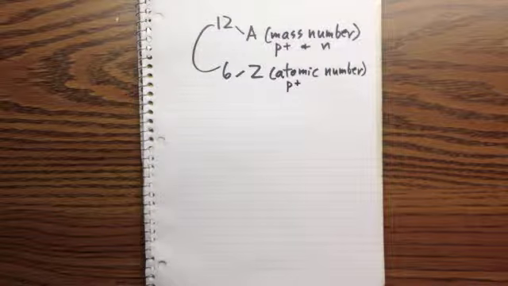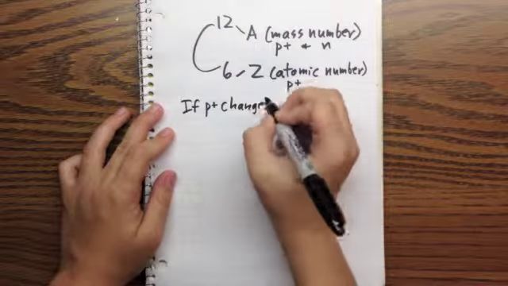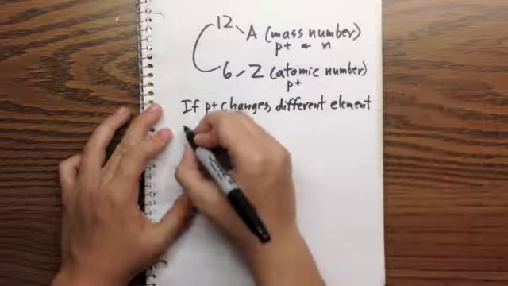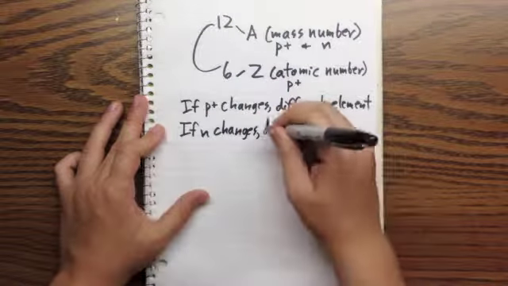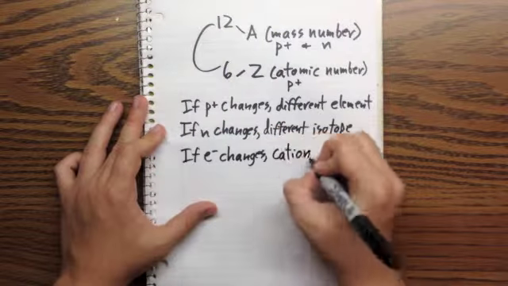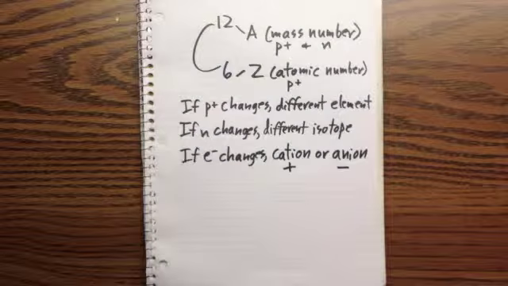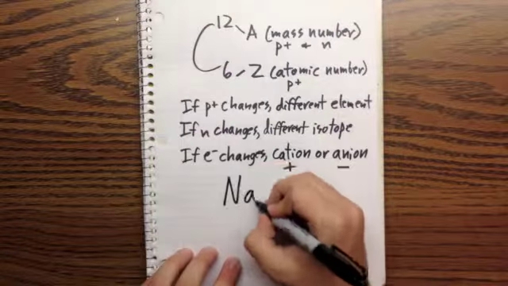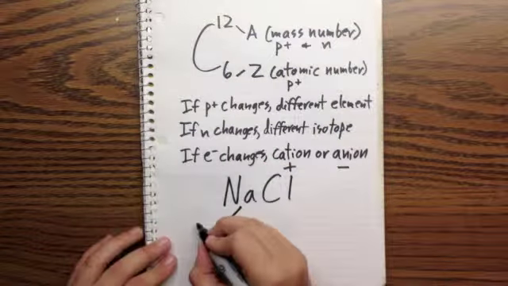They're usually the same. If the number of protons changes, a whole new element is formed. If the number of neutrons changes, it becomes a different isotope of the same element. If the number of electrons changes, the atom is either a cation or an anion. An atom's mass number is in atomic mass units, or AMU.